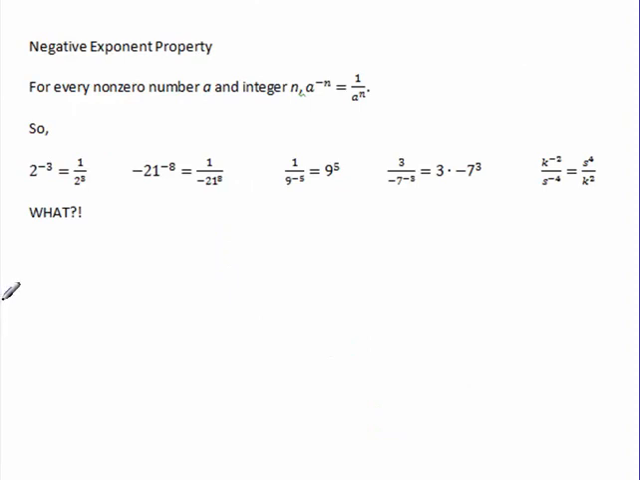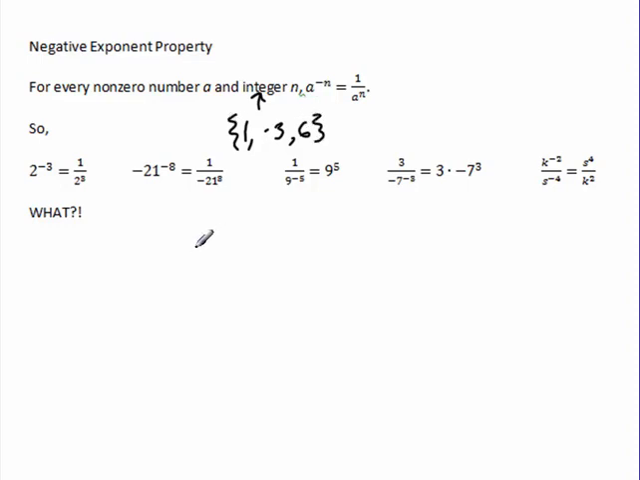Negative exponent property. For every non-zero number a, again, non-zero, so a cannot be 0, and integer n. Now remember what that means. When we talk about integers, all we're talking about is it has to be not a fraction or not an irrational number. It has to be an integer. We're talking about the set of integers, any whole number, but also including all the negative whole numbers. Okay, so negative whole numbers, that's not really a word, but hopefully you can understand what I mean. Examples are 1, -3, 6, any of those numbers work out fine.